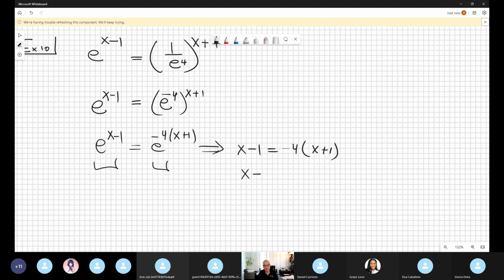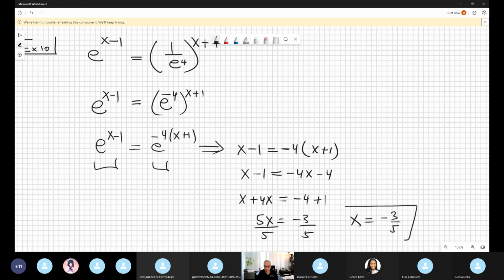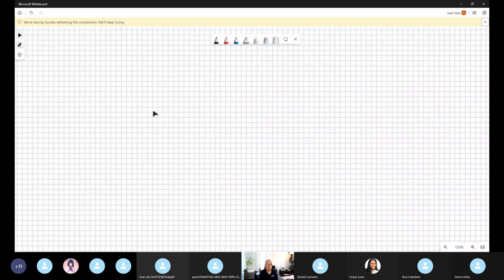x minus 1 equals, I forgot, this is minus 4x minus 4. Okay, so I move minus 4x to the right. x plus 4x is equal to minus 4 plus 1. This is 5x equals minus 3, divided by 5 on both sides. x is equal to minus 3 over 5. Final answer. Do you feel strong in that part? Yes. Okay, cool.